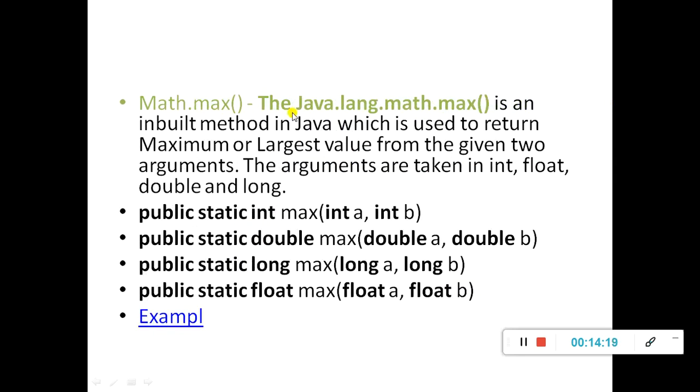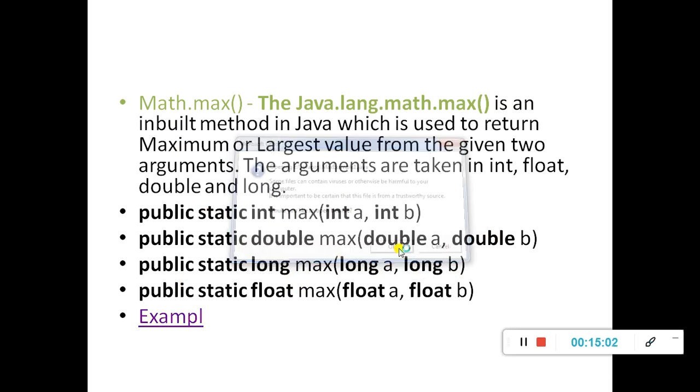The next method is max. This max method is declared in the class Math in various ways. The arguments can be two integers, and the return type is integer. It could be two doubles, the return type is double. It could be long, the return type is long, and it could be float, the return type is float. So this is the way the methods are declared inside the class Math. You can call any of these methods, and the data types should match. If you're passing two doubles, the return type should be double.